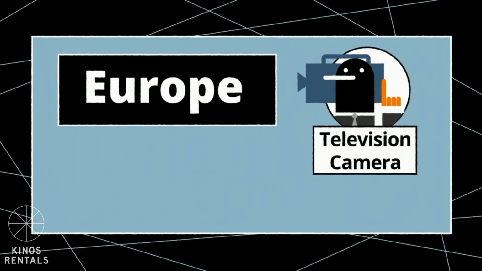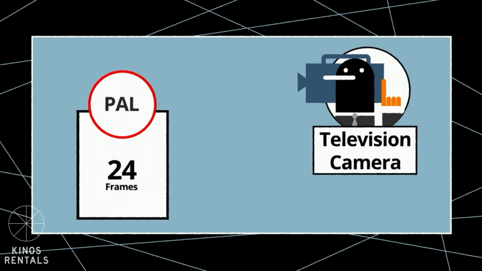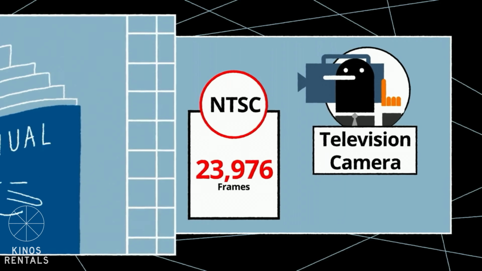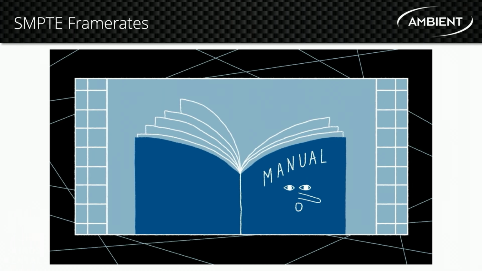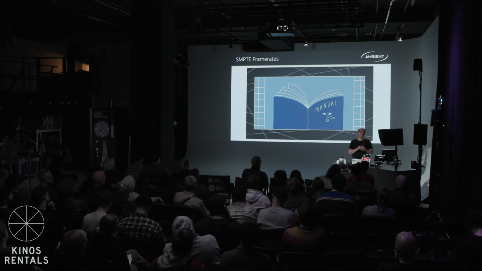Beware, if you are shooting in Europe or you want to shoot a 24 frames per second feature film production on a television cam, make sure the camera is set to PAL. Otherwise, the displayed 24 frames could actually be a 23.976 frame rate. In any case, you should carefully read the camera manual. It's always good to read the camera manual anyway.